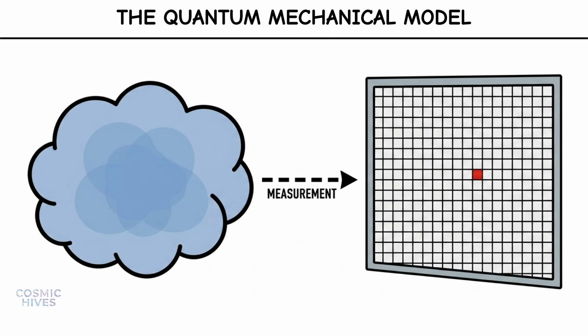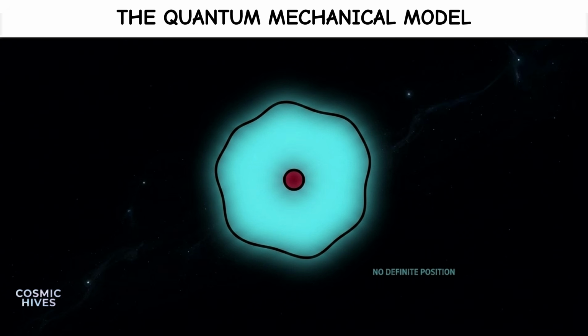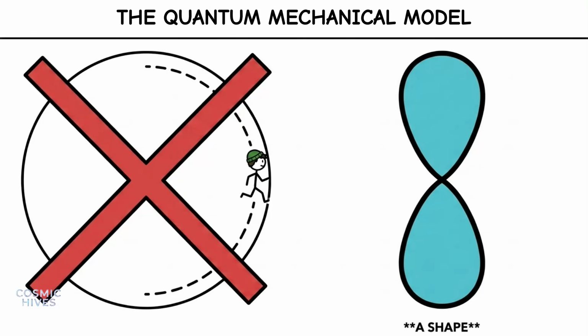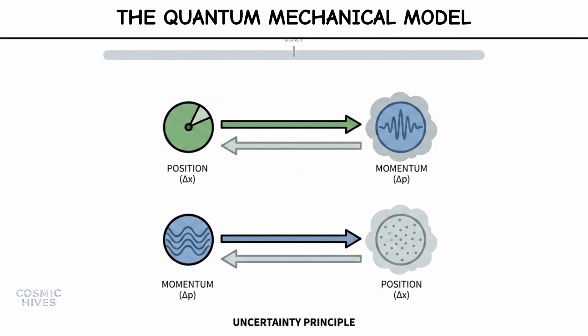Physicist Max Born clarified what this actually means in 1926. The electron is still a particle in the sense that you measure it, you find it at one specific location, but before you measure it, it does not possess a definite location at all. It exists as a spread-out probability distribution, an electron cloud, occupying a three-dimensional region called an orbital, not a path, a shape. The regions where the electron has a meaningfully high chance, conventionally defined as 90%, of being found if you were to look.